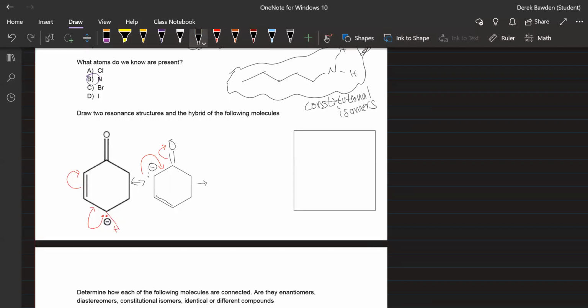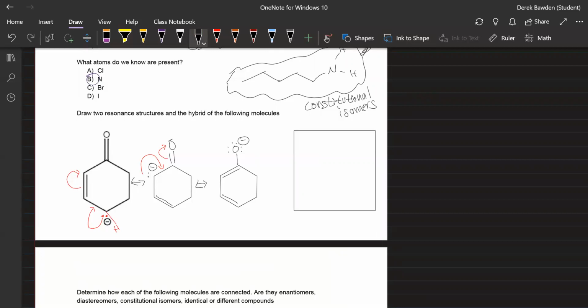Okay, so again, simply we're just going to draw our molecule. This double bond stayed there. There's now a double bond there. Single bond oxygen, which is now negatively charged. Okay, there's two resonance structures of our molecule. Did everybody follow that okay? Did it make sense?